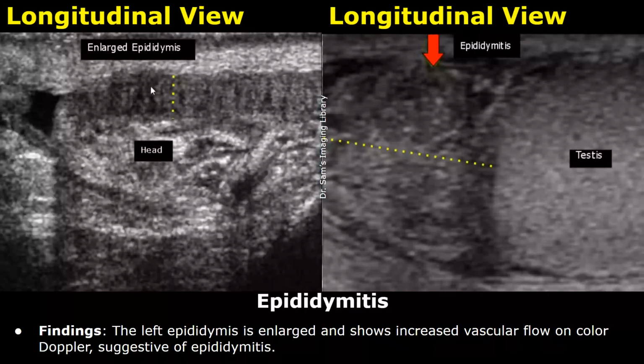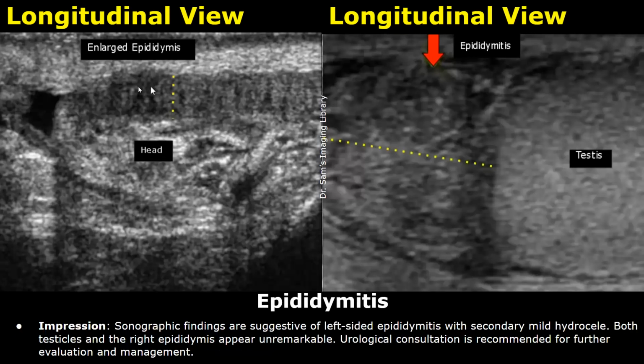Epididymitis is the inflammation of the epididymis. The epididymis is enlarged and shows increased vascular flow on color Doppler, suggestive of epididymitis. This is the impression. Sonographic findings are suggestive of left-sided epididymitis with secondary mild hydrocele. Urological consultation is recommended for further evaluation and management.